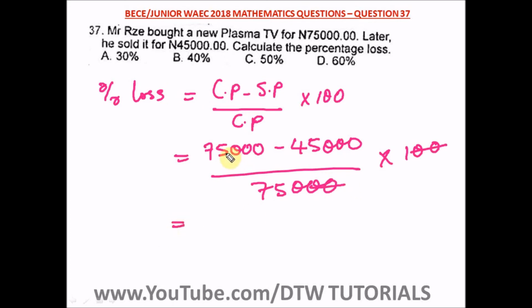So what are we left with? What is 75,000 minus 35,000? We are going to get 30,000, divided by, we're left here with 750. So let's cancel out this zero here. This zero will cancel out this zero. What else can we cancel out?